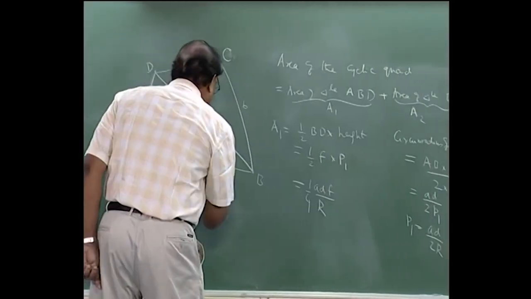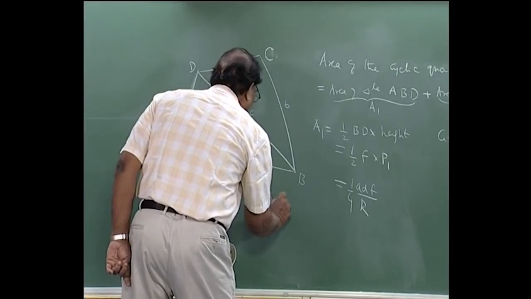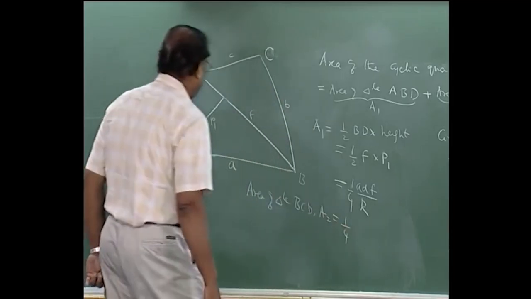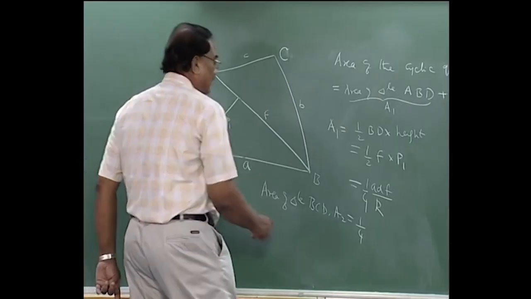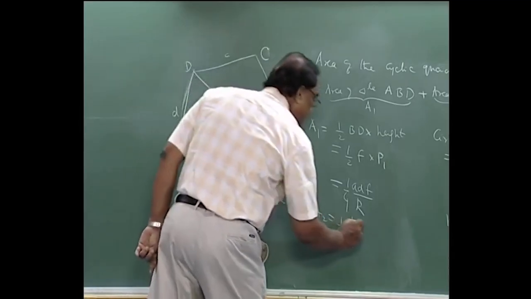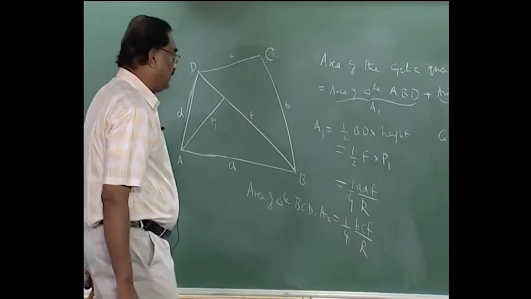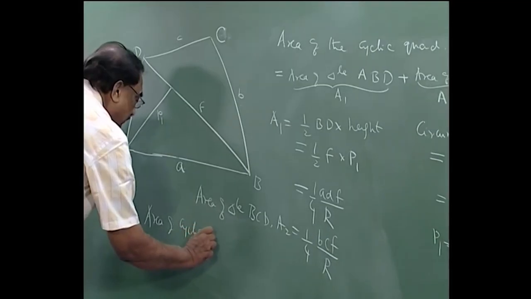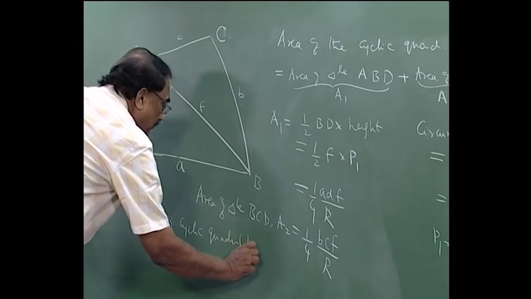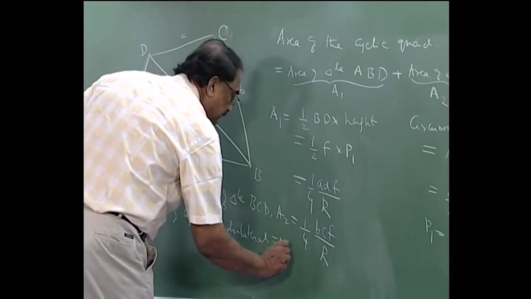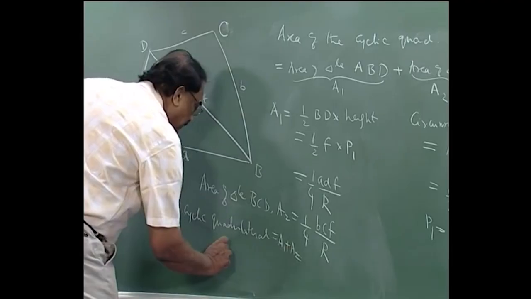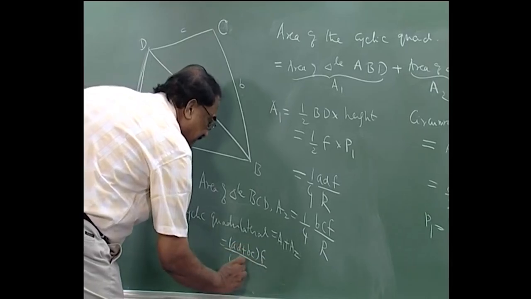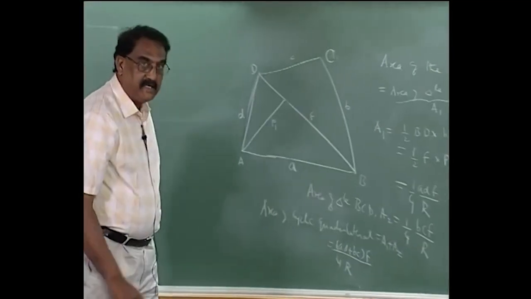Similarly, the area of the triangle BCD, which is A2. The same logic will apply. Instead of AD, you will get BC here. So BC into the base, the same F, divided by R. So the area of the cyclic quadrilateral is equal to A1 plus A2, which is equal to 1 by 4 into (AD plus BC) into F divided by R. So this is what has been stated. Okay.